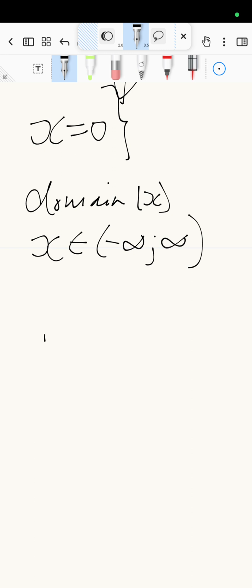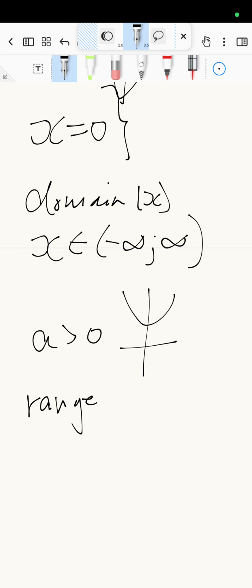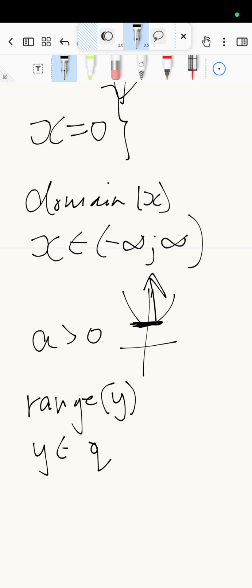So if a is positive, then your graph looks like this. Your range, which is referring to y values, is going to be from this point all the way up. So your range here would be y is an element from this point. What is that point? That is your q value. So it's from your q value. It gets a square bracket because the q is included. The graph actually touches your q value and it goes up to positive infinity.